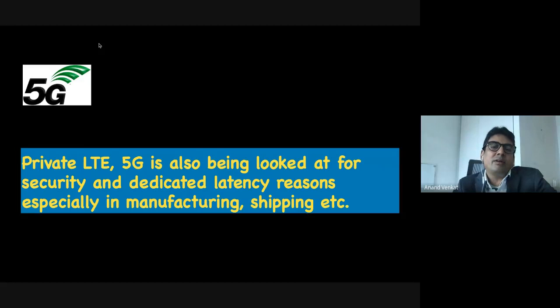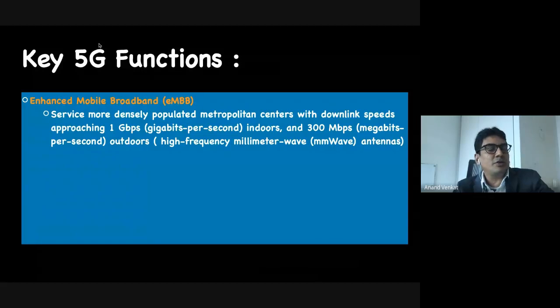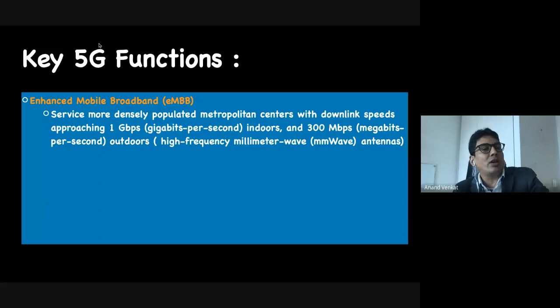And 5G is being looked at purely for security and dedicated latency reasons, right? Especially in the industrial regions, manufacturing, shipping, etc. So just to give some 5G functions which are important to understand before we go to the architecture, there is a functionality called enhanced mobile broadband, right? Which serves highly dense populated metro centers like us, like Bangalore, Singapore, and our metro cities and so on, right? With huge downlink speeds up to 1 gigabit. That's the future. Depending on the band that you use, you will get it. And outdoors, at least 300 megabits per second, right?